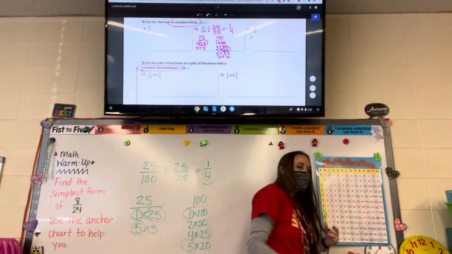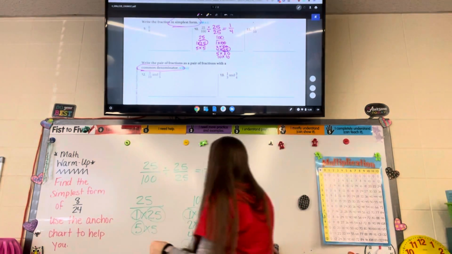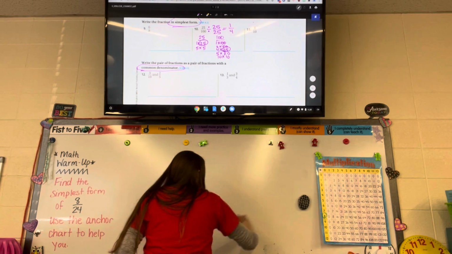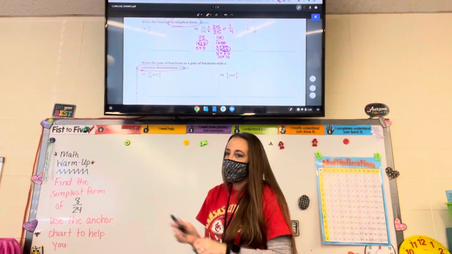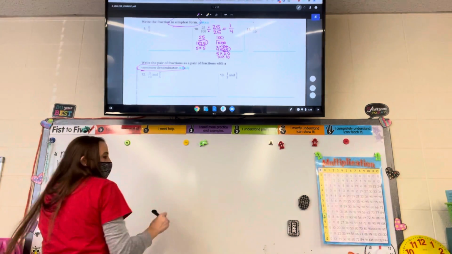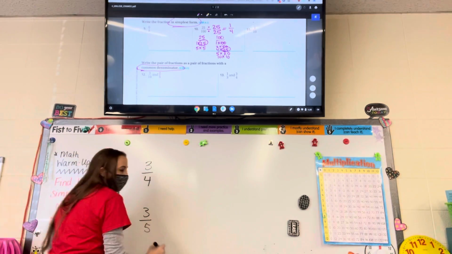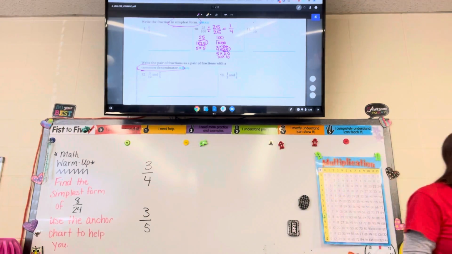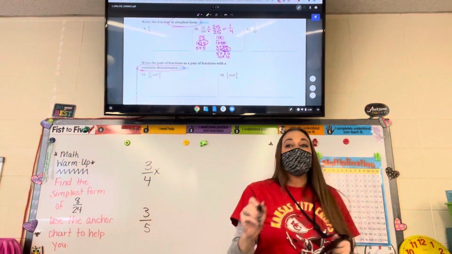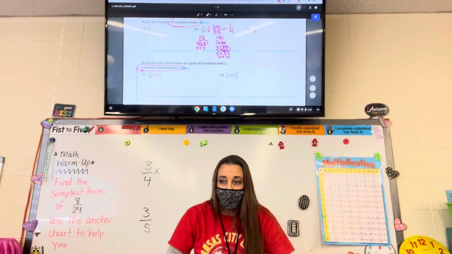Number 12 and 13, common denominators. I'm going to give you the example that we did yesterday in our notebook. 3/4 and 3/5. If they want us to find a common denominator for those, what do we multiply 3/4 times? 5 over 5, because we multiply by the other fraction's denominator.